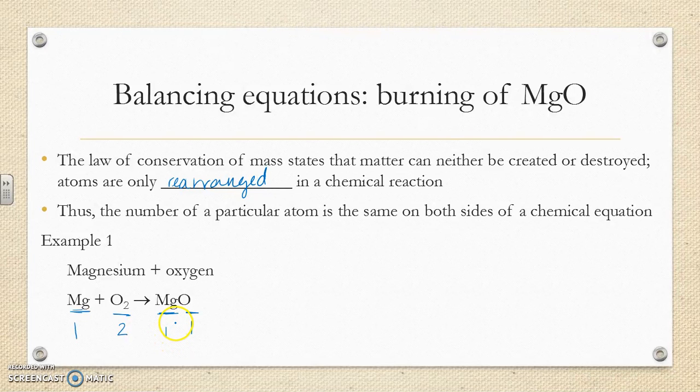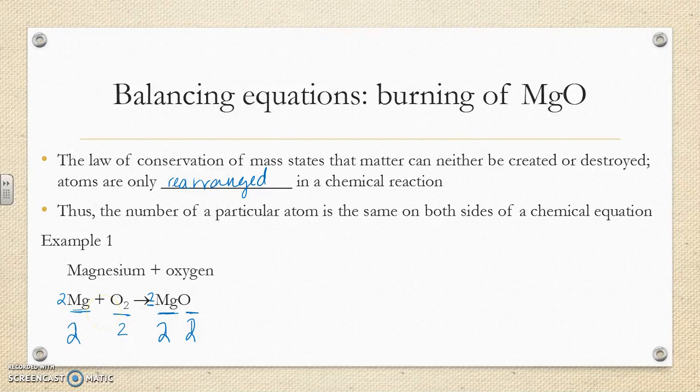Now, I'd already talked about this in a previous vodcast. I said you can't come in and change subscripts and you can't change the formula. The only thing you have control over is what goes in front. So we have to put a 2 here to give us 2 oxygens. But when we do that, that gives us 2 magnesiums. So we have to come back over here and put a 2 in front of this to give us 2 magnesiums. And now we're balanced.